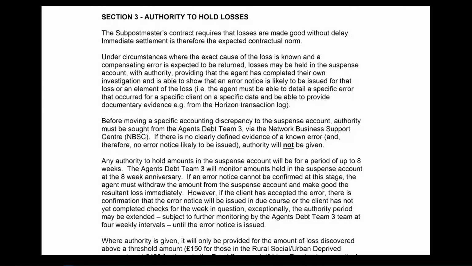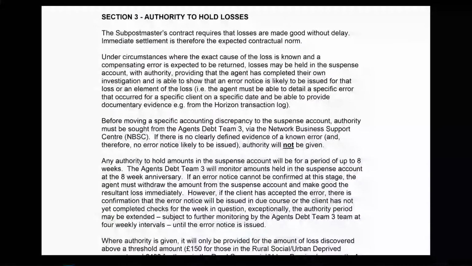And looking at that second paragraph, it says that under circumstances where the exact cause of the loss is known and a compensating error is expected to be returned, losses may be held in the suspense account. Am I to read into that losses can only be held in a suspense account if the exact cause is known?